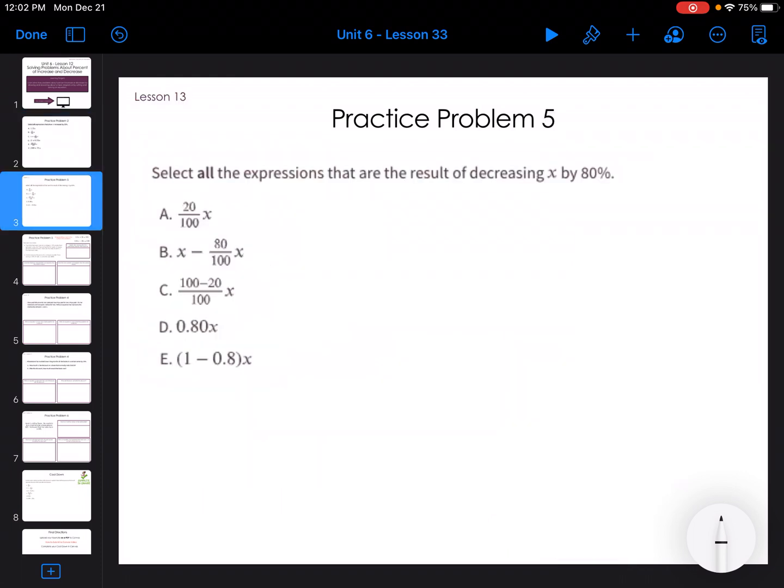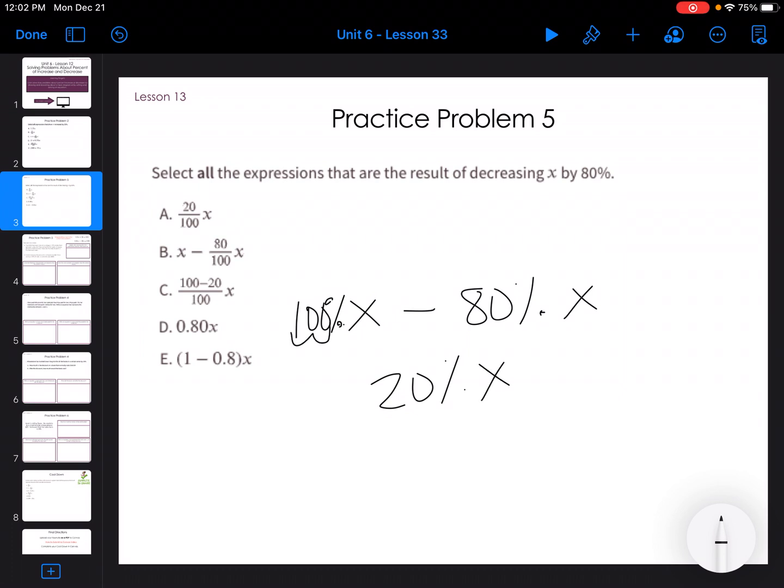Select all the equations that result in a decrease of x by 80%. So remember, x is 100% of x. And if I'm decreasing, I'm subtracting 80% of x. Okay? So that leaves me with 20% of x. Remember, you're moving that decimal over 2 places. So that's 1x minus 8/10 x equals 2/10 x. Okay, because you're moving that decimal over 2 places. So 20 out of 100, yep, because percents are out of 100.